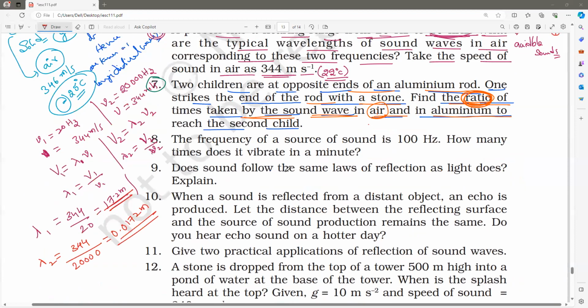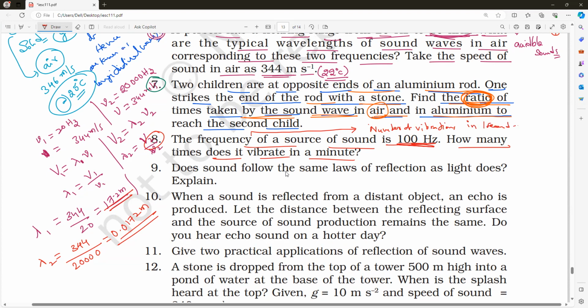Next question, the eighth question, is this. The frequency of a source of sound is 100 hertz. How many times does it vibrate in a minute, they are asking. So basically, frequency means what, guys? Anybody can tell me the definition? Number of vibrations per how many seconds? One second.